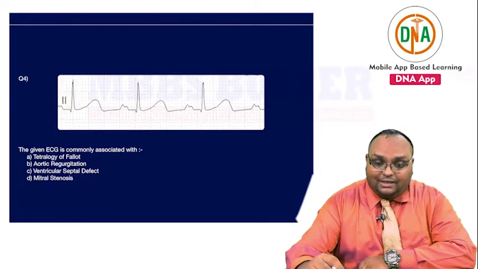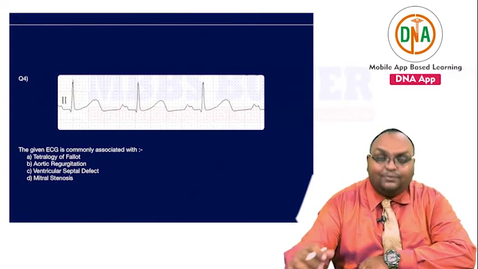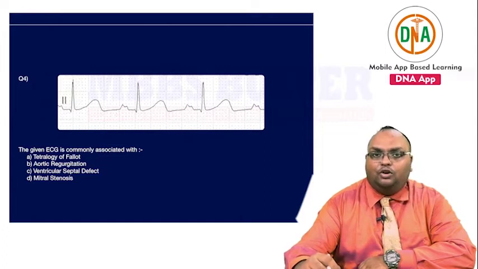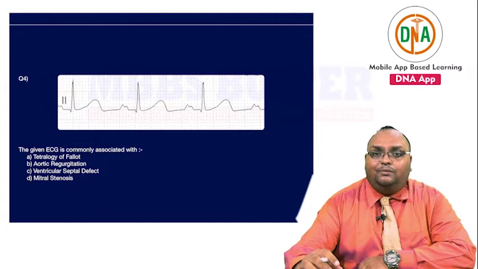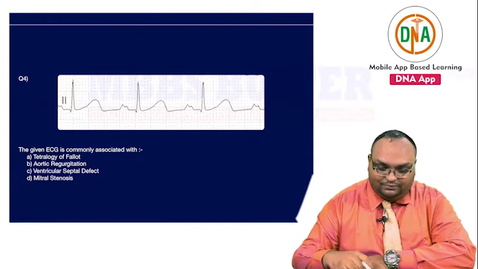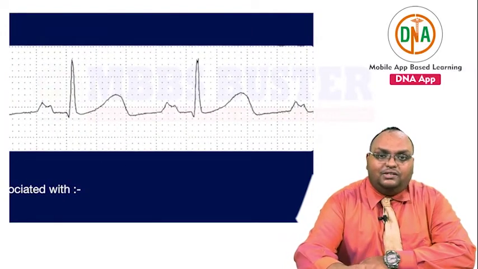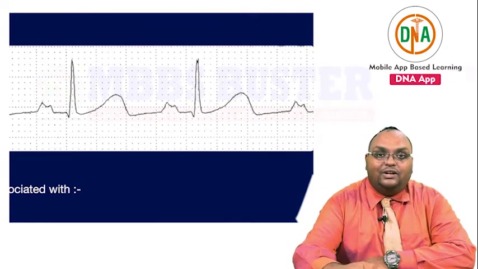I hope the concept is cleared. So friends, let's come to this strip which we have in front of us. What is it? The given ECG is commonly associated with, can you find something abnormal on this ECG strip? Tell me first. Yes, the P wave is not normal, but what is so abnormal about the P wave? We need to know that, right? Do you know what is a normal P wave? That is the first thing I need to know, otherwise this entire discussion becomes pretty irrelevant.